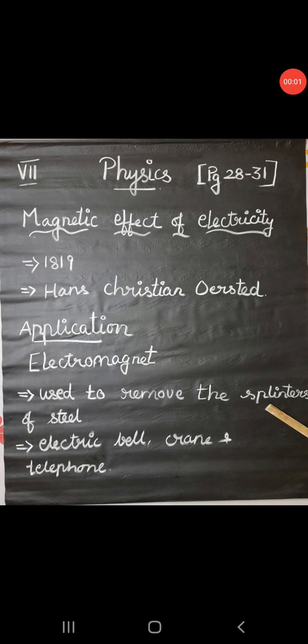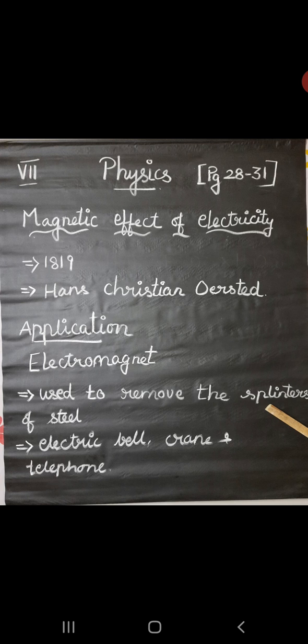Good morning, students. Today we can see the magnetic effect of electricity. So the next effect of electric current is magnetism. It was in the year 1819 that it was discovered by Hans Christian Ørsted. He was the person to discover that electricity has a magnetic effect.